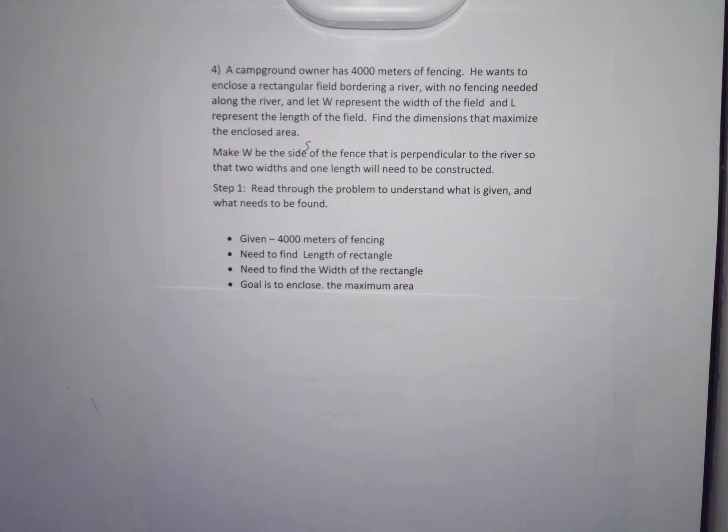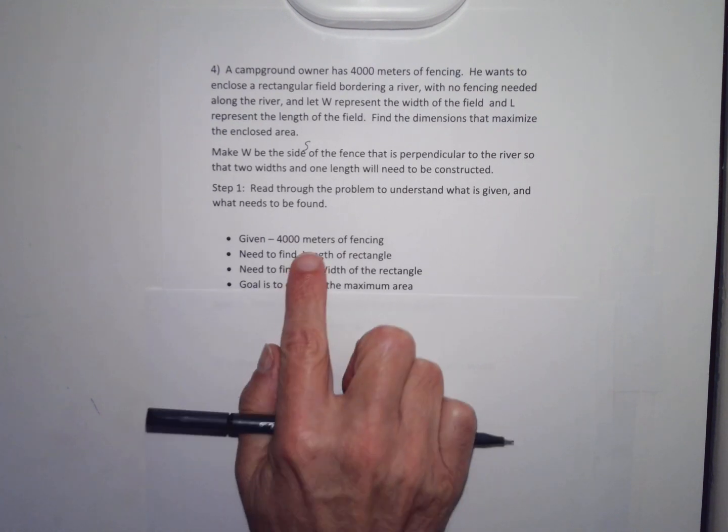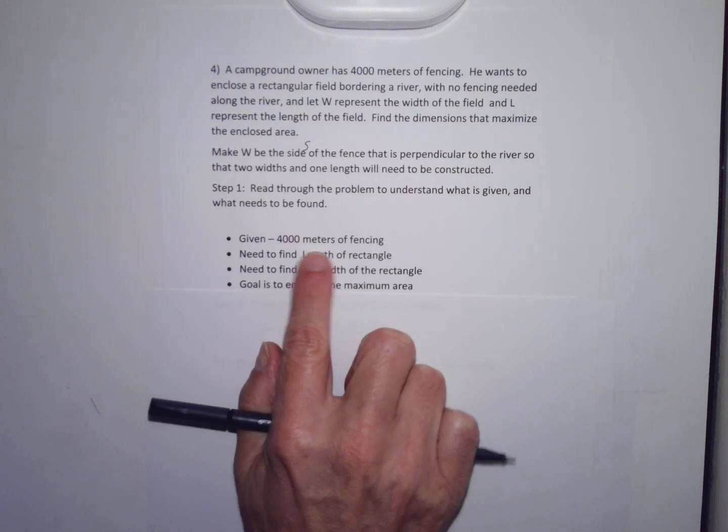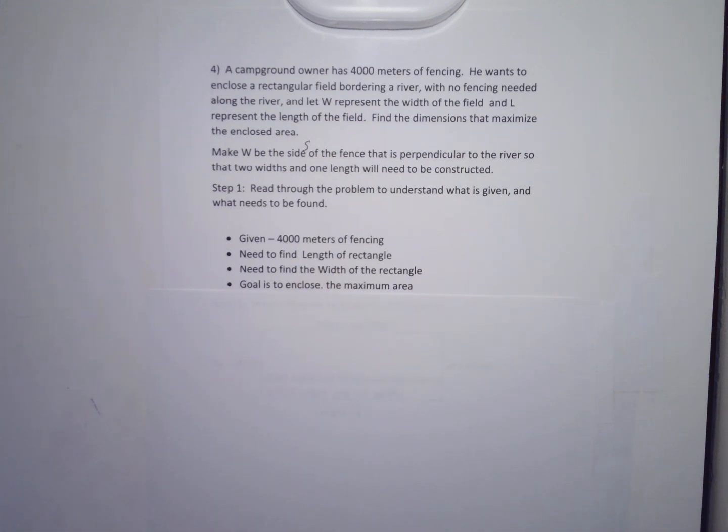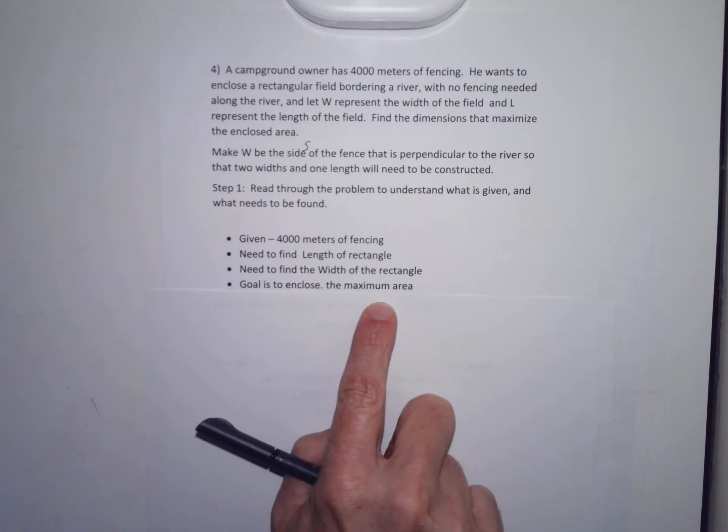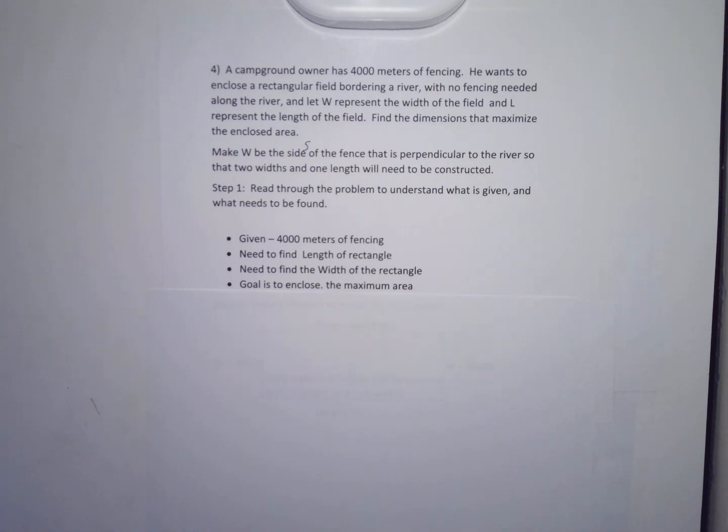I know how much fencing I have. I'm creating a rectangular region bounded on 3 sides by fence, 1 side by a river. I need to create 2 widths and 1 length, trying to find the length and the width that will enclose the maximum area, given that I'm only building 3 sides and I'm using the river as 1 side. So immediately, this 4,000 meters of fencing, that's the sum of the 3 sides that I'm constructing, and that's going to be a perimeter equation that's going to be necessary. And since I'm trying to maximize area, I'm going to need to know the area equation for my rectangle.